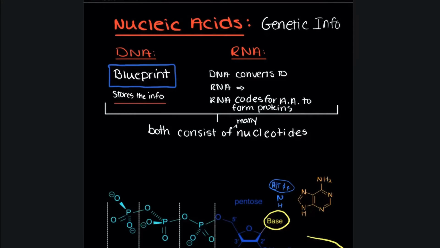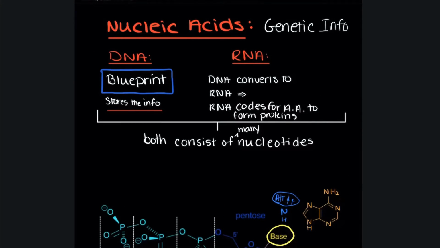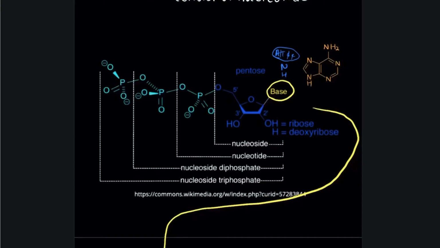The thing about DNA is that it can be converted into RNA. The thing about both structures, though, is that they consist of many nucleotides, which we're going to see below. So now we are going to look at something called nucleosides, nucleotides, nucleoside diphosphates, and nucleoside triphosphates. So what are nucleotides? Well, to make up a nucleic acid, we need many nucleotides. So nucleotide is the monomer to the polymer nucleic acid, so DNA and RNA respectively.